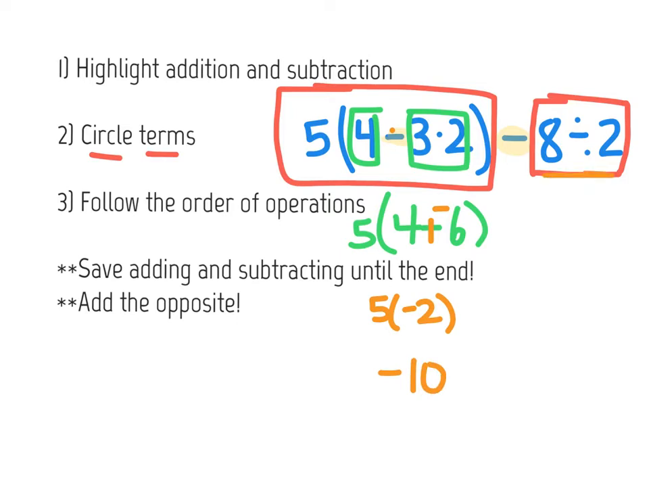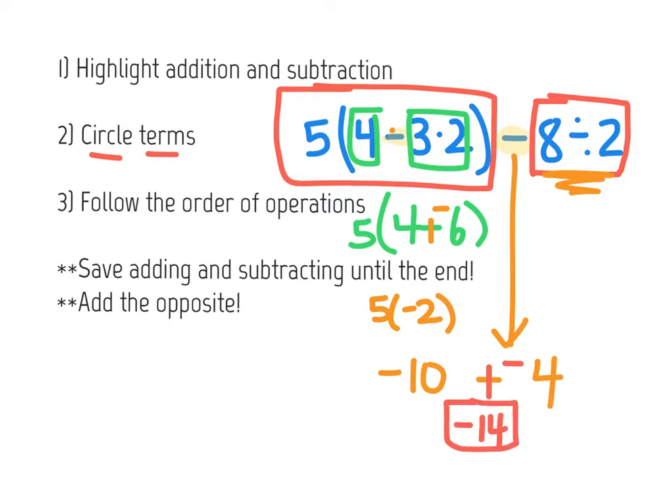Now I'm going to come back to the second one. 8 divided by 2 is 4. Keep my minus sign in between, right? I'm just bringing that down. Lastly, I'm going to, again, add the opposite. Anytime you see subtraction, add the opposite. So negative 10 and negative 4 is negative 14. There's my final answer. So again, like I said, a couple quick refreshers. Make sure you circle terms, highlight adding and subtracting. Save adding and subtracting until the end, unless it's in parentheses, and then make sure you add the opposite.